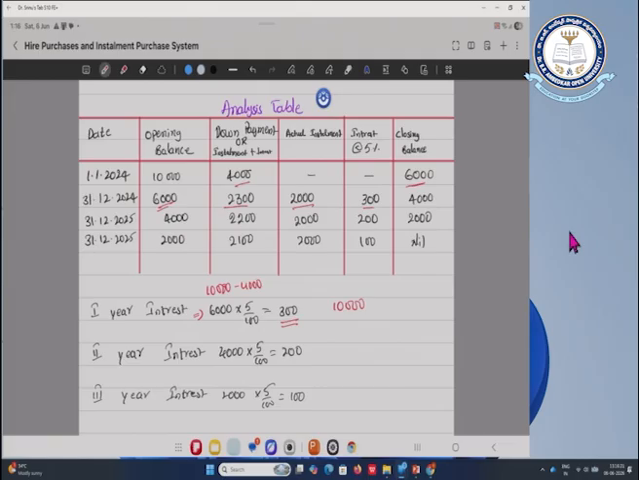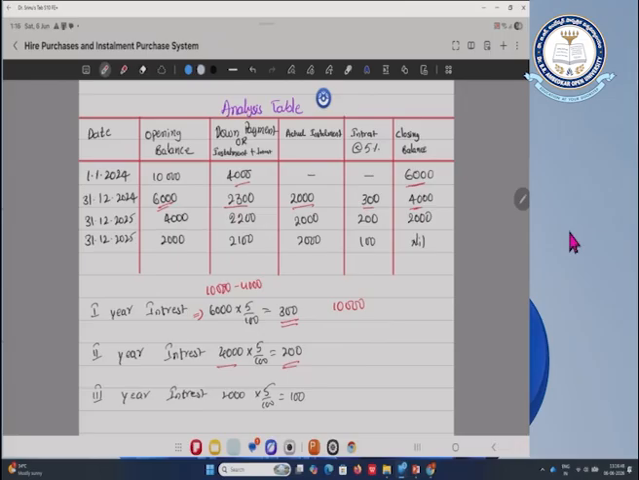So, after payment of this first installment, what is the balance? Only the actual installment we have to deduct from the first year ending balance. 6,000 minus 2,000, the remaining balance is 4,000 rupees. Second year interest is also calculated: 4,000 rupees into 5%.